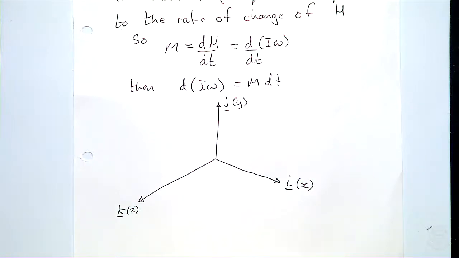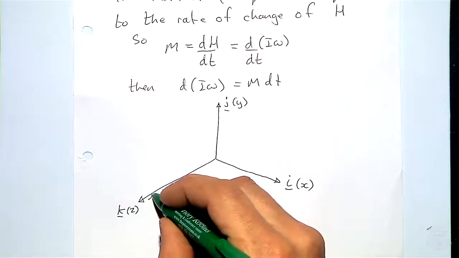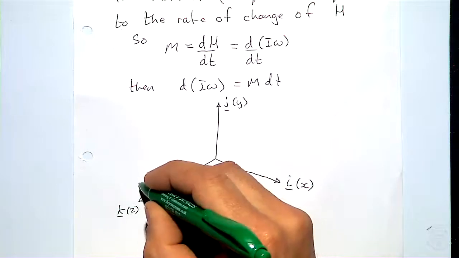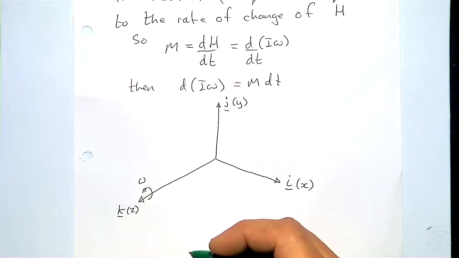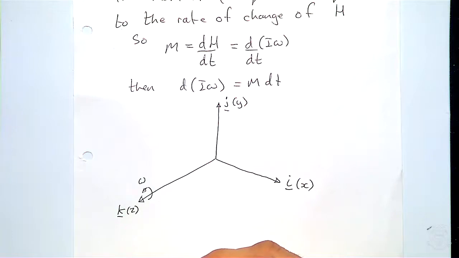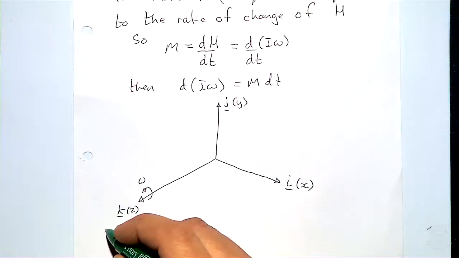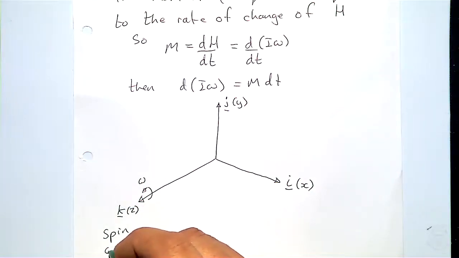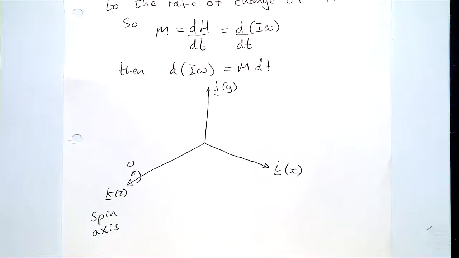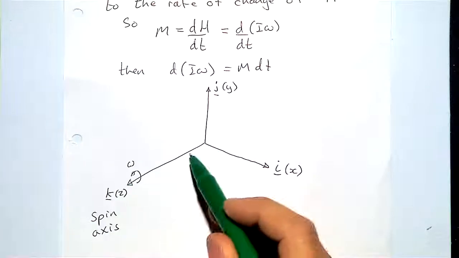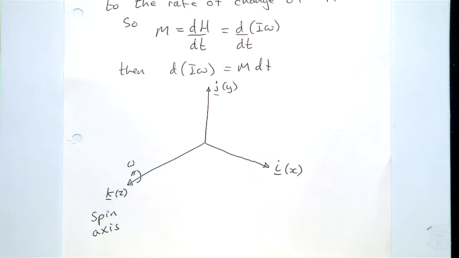As we've always done, we've always had omega acting around the k-axis. This is the angular velocity, and we'll continue to do that. In a minute, when you see the gyroscopes, this k-axis is going to be the spin axis. To create a gyroscope, we get a circular disc and rotate it at high speed around this axis, the k-axis. That's the spin axis with omega.